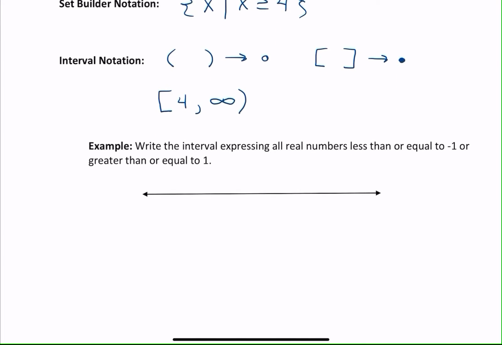So let's look at this example. It says, write the interval expressing all real numbers less than or equal to -1 or greater than or equal to 1. So let's just mark our number line. We'll do a 1 and a -1. The first part says less than or equal to -1. So we're going to have a closed circle and everything less than that. And then the next part says or greater than or equal to 1. So again, we're going to have a closed circle and everything greater than.